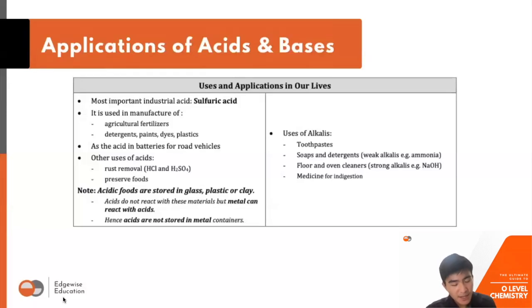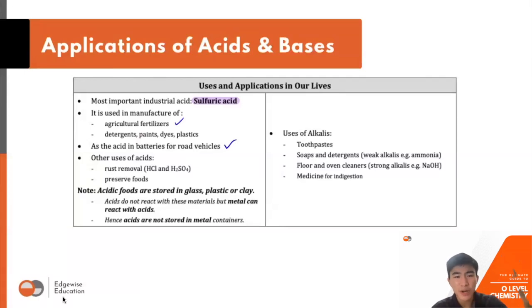Now, the first thing for you to understand for acid is that sulfuric acid is very, very important. They are the most important industrial acid. That means that on an industrial scale, they are used for agriculture fertilizers. This means whenever I plant something, I use sulfuric acid so that I can control the pH of solutions. Detergents, paints, dyes, and plastics, all of these involve sulfuric acid as a chemical. Sulfuric acid is also used as a battery for road vehicles.